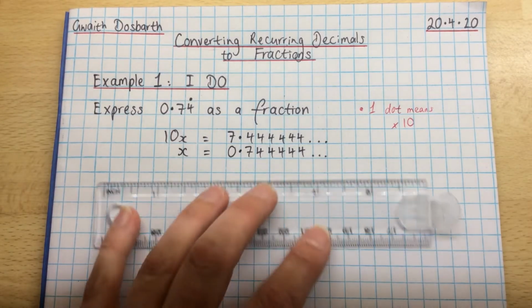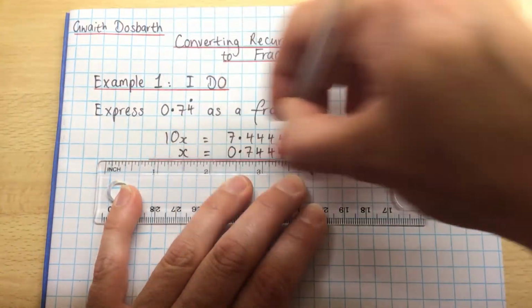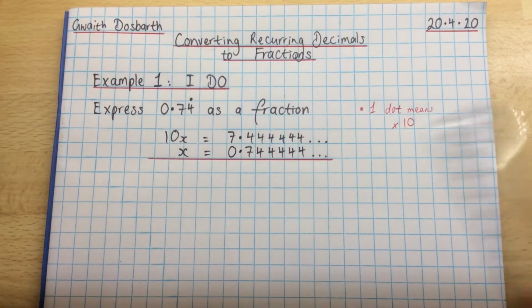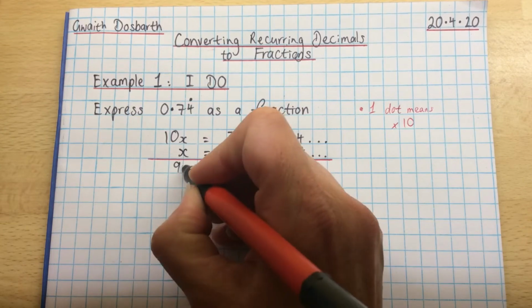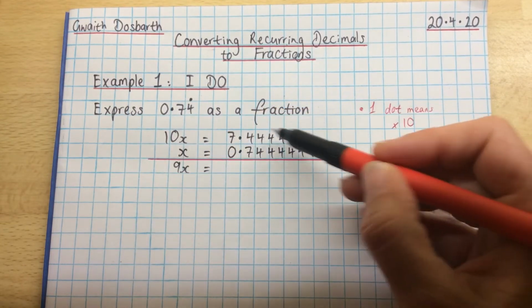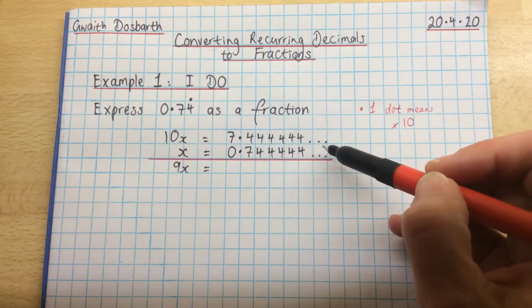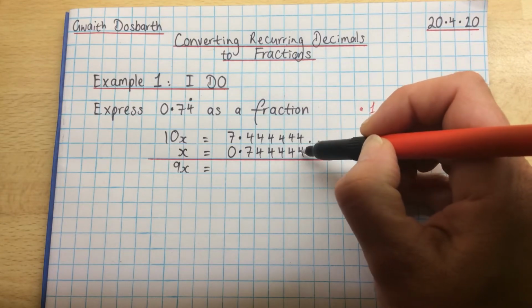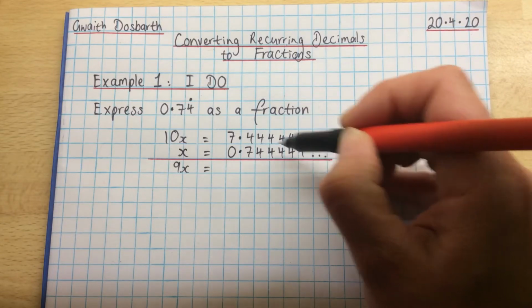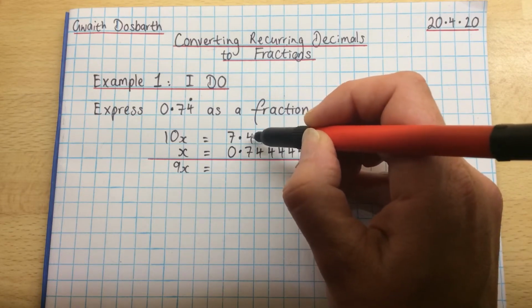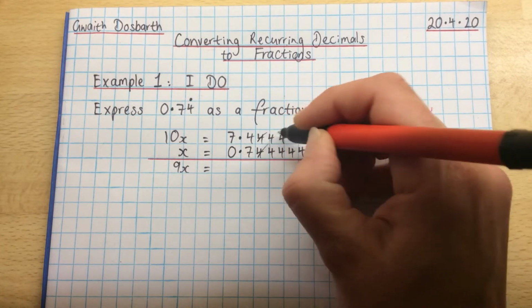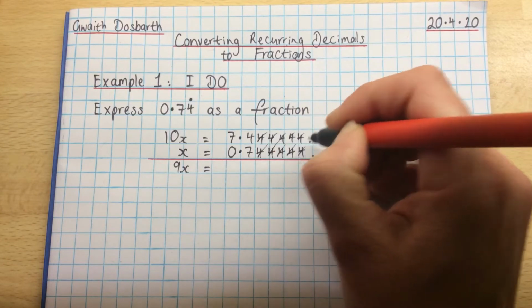I've got two little tiny equations here. I'm going to subtract them from each other. So 10x take away x is 9x. And then when we subtract the recurring decimals, you can see 4 take away 4 is nothing, 4 take away 4 is nothing. You're going to end up cancelling all these guys out until you get to here where you've got 4 take away 7. So I'll cross those out just to make that point.